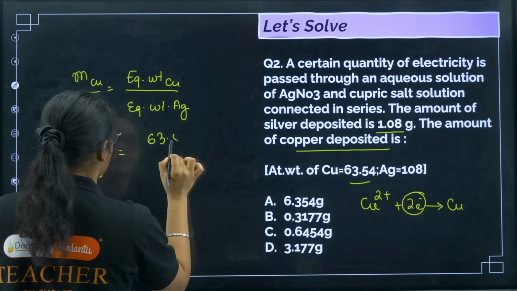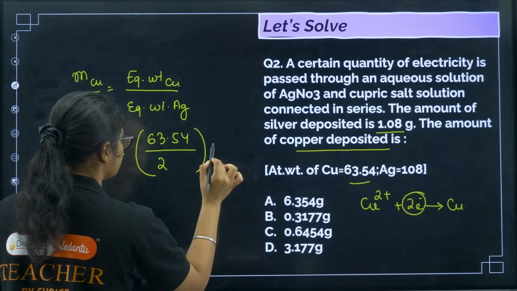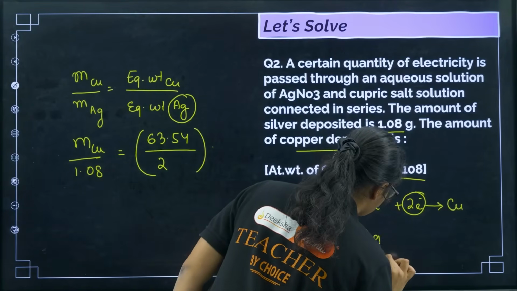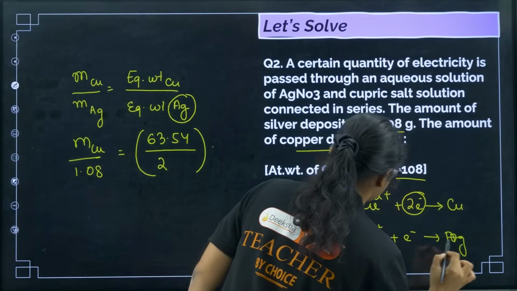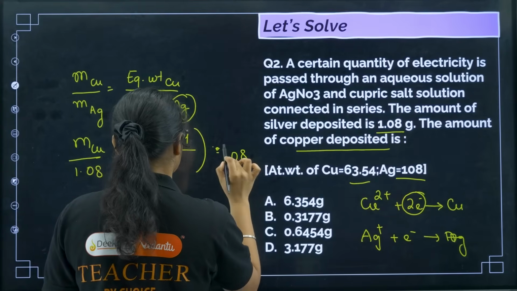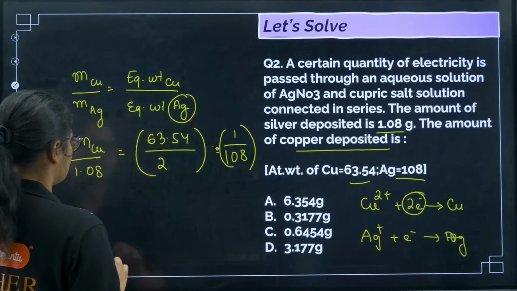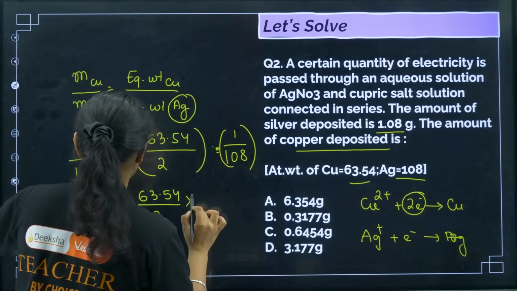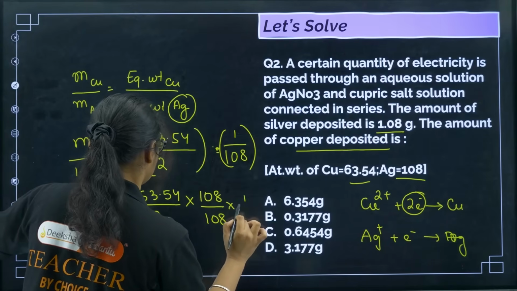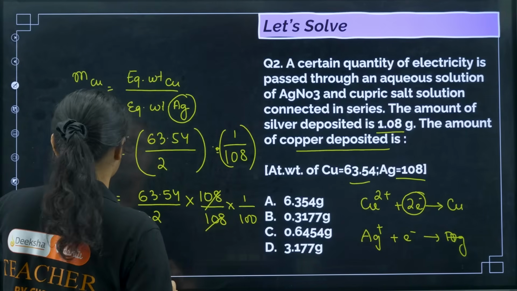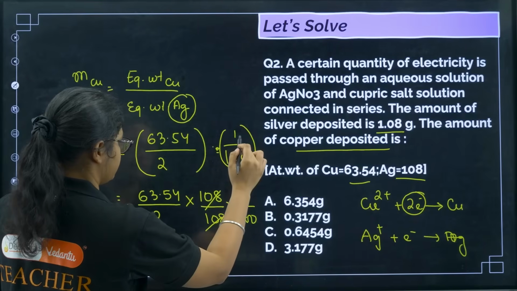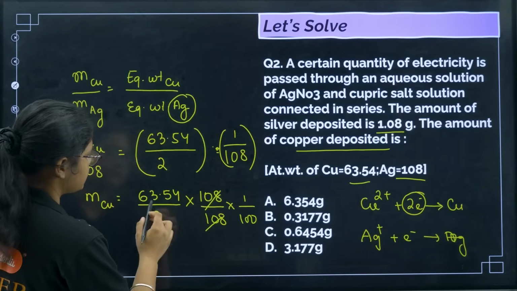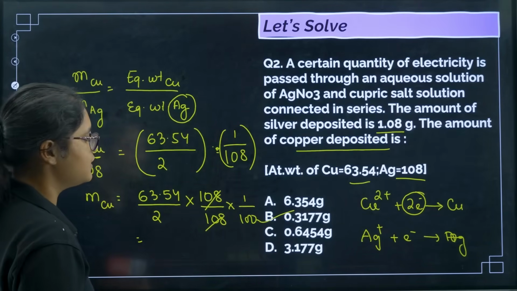So I will get 63.54 divided by 2. And for Ag, silver, the molar mass is 108 and the electrons involved is 1, so it is 108 by 1. Now if I solve this, what will I get? The mass of copper deposited will be 63.54 divided by 2 into 1.08 by 108. Let me just check. We have to solve this now, so I will get 3 point something, that is 0.31. Option number B is the correct answer.